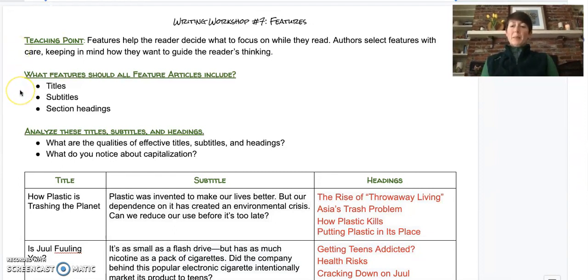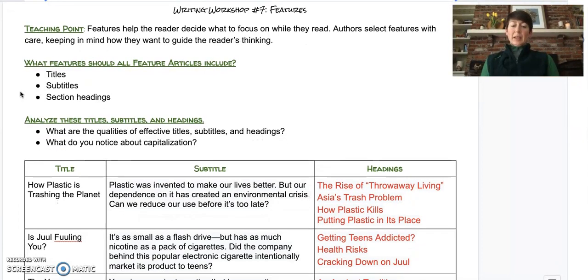So let's think for a second about what features all feature articles should include. There's some that you have to have, and others you can have. We know all feature articles have titles, subtitles, and section headings. That's a given. So all of you need to create those for your own article. But we have to do that with care, and in a way that will guide our readers' thinking. So let's first take a look at some of these titles, subtitles, and headings from articles we've already read and ask ourselves the questions, what are the qualities of effective titles and subtitles and headings? And what do we notice also about how they're capitalized?